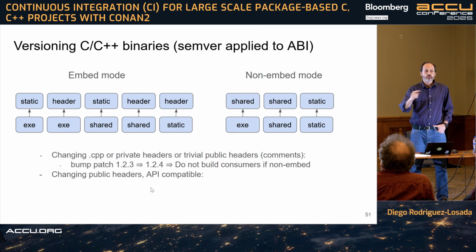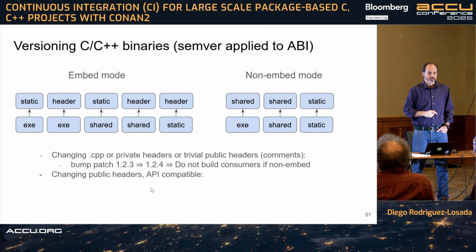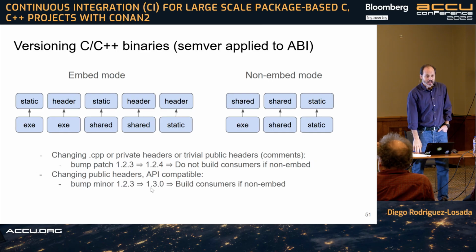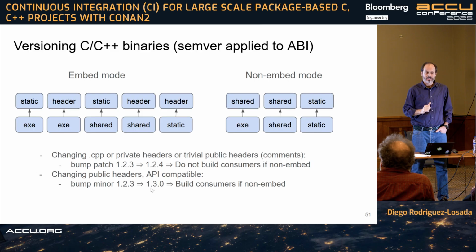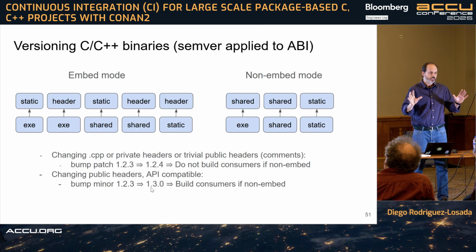But if I'm doing some changes to my public headers, like the one that I did for the AI, where I changed the intelligence default parameter, that might affect your consumers, right? That was API compatible, but that might have an effect on the API of the consumers. In this case, I'm going to bump the minor version, which means, hey, you might need to rebuild. You need to rebuild against me because I changed something in my public headers. I promise that I won't break you, right? But you need to rebuild because I'm going to affect your API.